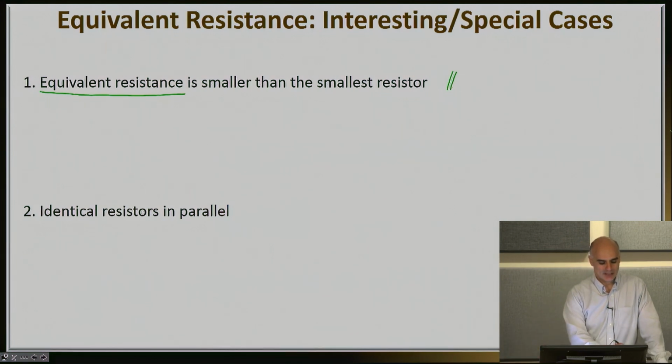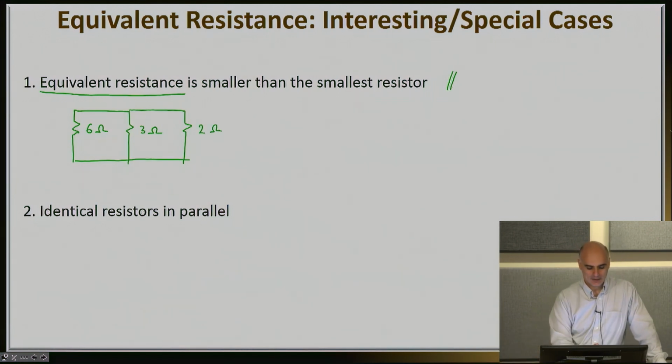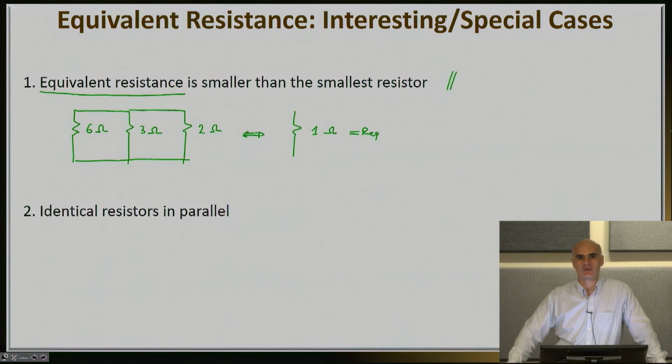So let me give you a quick example here. Let's suppose that I connect 3 resistances. One of them is 6 ohms, the other one is 3 ohms, and the last one is 2 ohms. Now, if you go ahead and find the equivalent resistance of this combination, you will find out that this equivalent resistance is just 1 ohm. Essentially, this is a quick example that verifies what I said before. The equivalent resistance of 1 ohm is smaller than the smallest resistance that you have. So that's something to keep in mind.